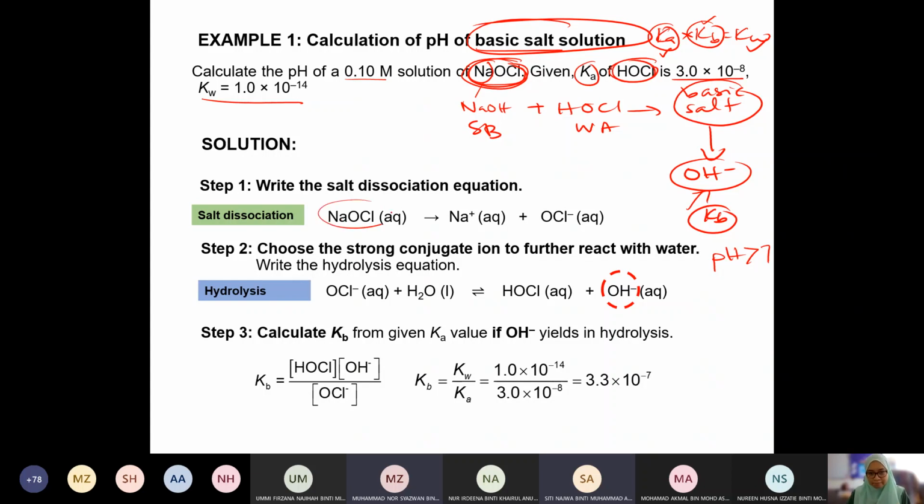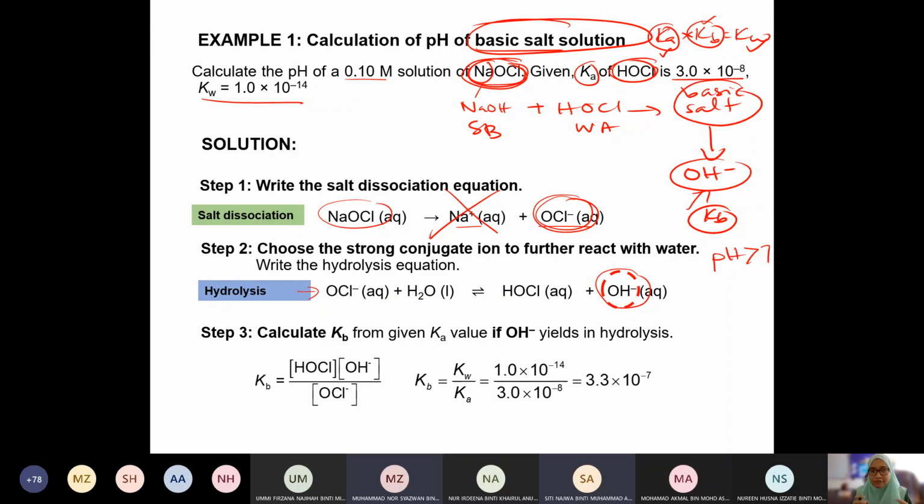Okay, so from the garam, it will undergo dissociation to produce this one, right? So from here, we are going to choose which of these two will undergo hydrolysis. After dissociation will be hydrolysis. This one will not hydrolyze, but this one will hydrolyze. So we will carry this one to the next step. So this is the equation: OCl minus reacts with water to produce HOCl and OH minus. See? Betul tak saya cakap? Sebab kita dah predict the basic tadi. So you should be producing OH minus.